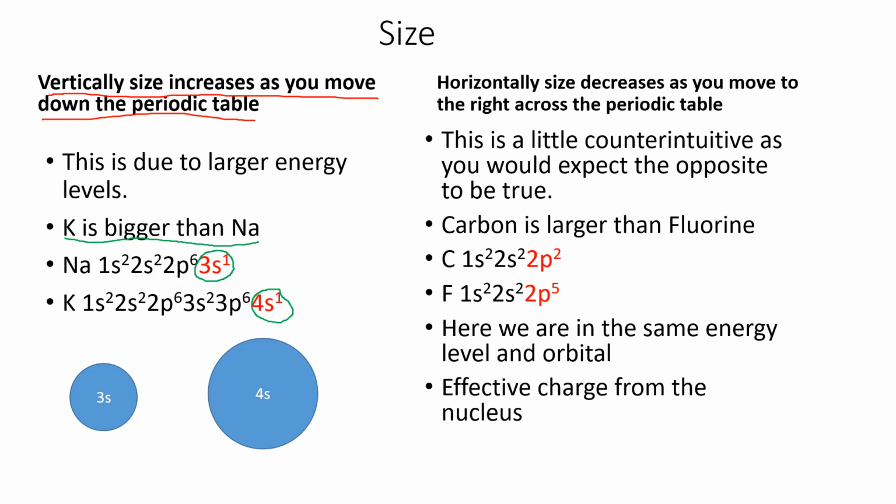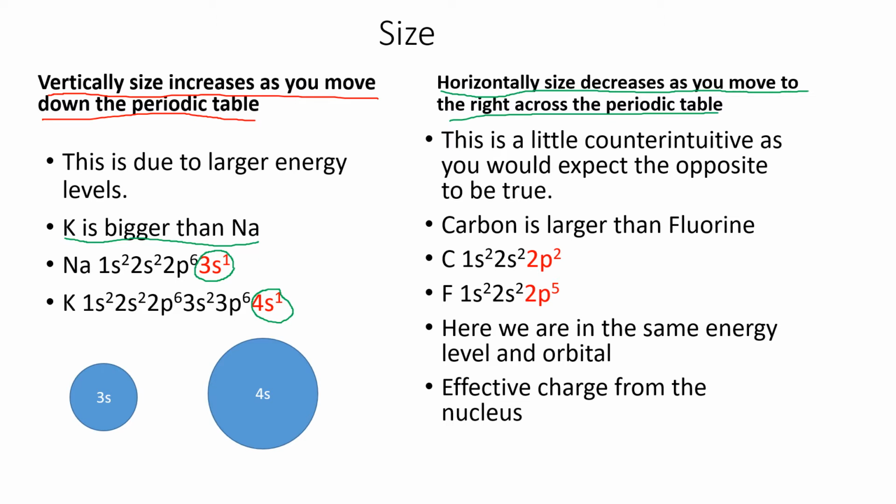Those farthest out electrons are in higher energy levels, so they're going to be much farther away from the nucleus. So the vertical trend matches our expectations. The horizontal trend is going to work a little bit differently. Horizontally, size is going to decrease as you move to the right across the periodic table. Now this isn't what we would necessarily expect.